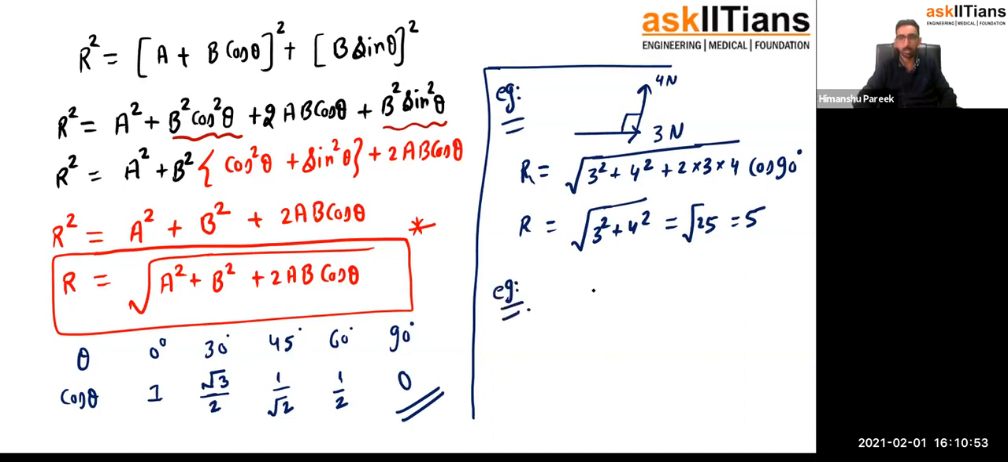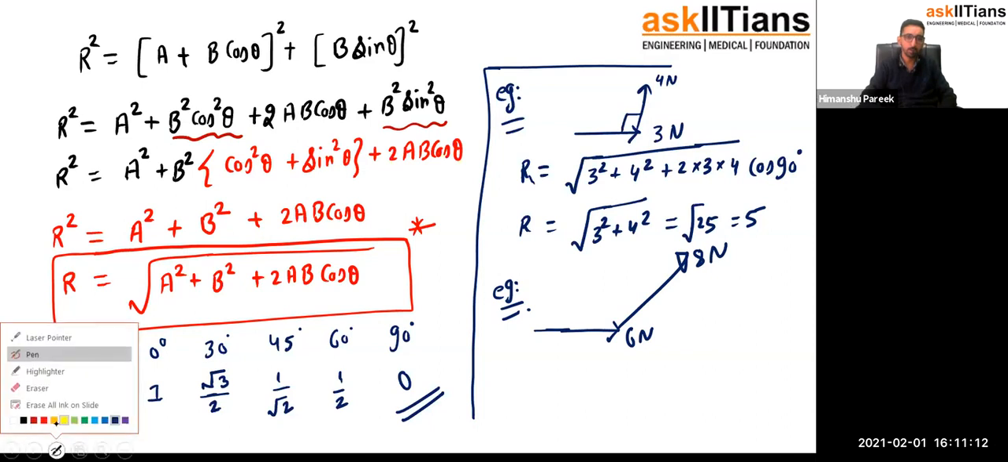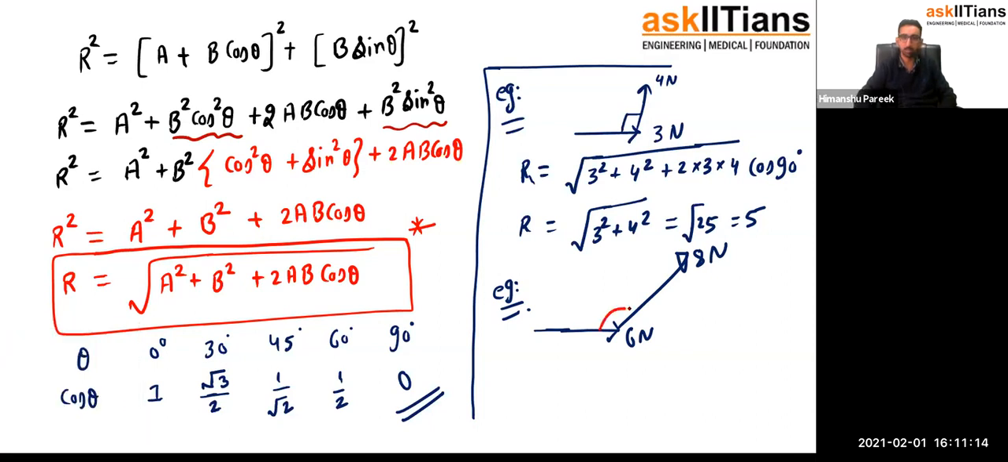One more example we can take. Suppose you have this as one vector, 6 Newton. Suppose this vector is 8 Newton. All right. And now let's say some angle is given to us. This angle is given as 120 degree.